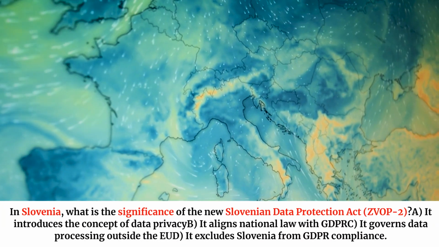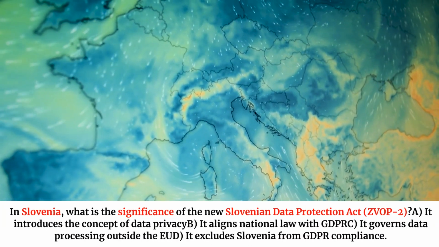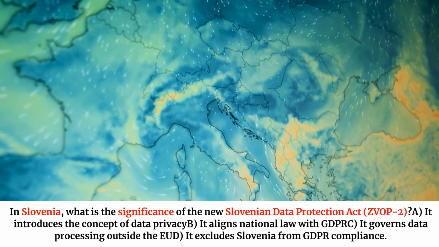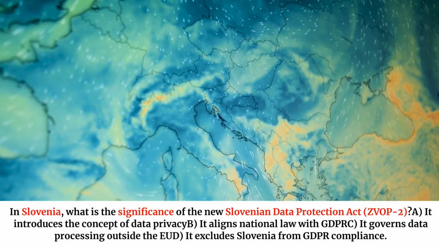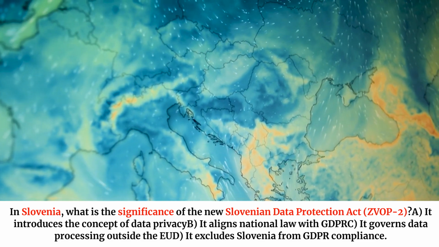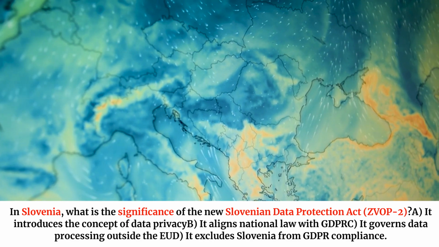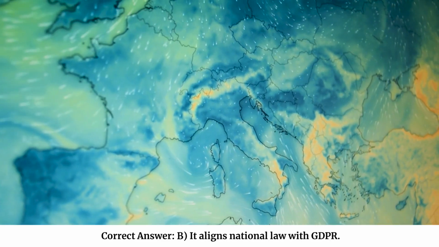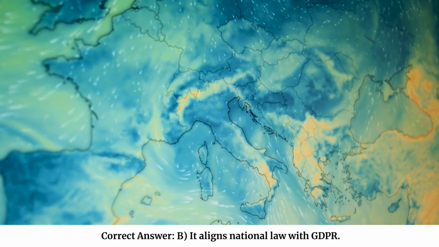In Slovenia, what is the significance of the new Slovenian Data Protection Act, ZVOP2? A. It introduces the concept of data privacy. B. It aligns national law with GDPR. C. It governs data processing outside the EU. D. It excludes Slovenia from GDPR compliance. Correct answer. B. It aligns national law with GDPR.